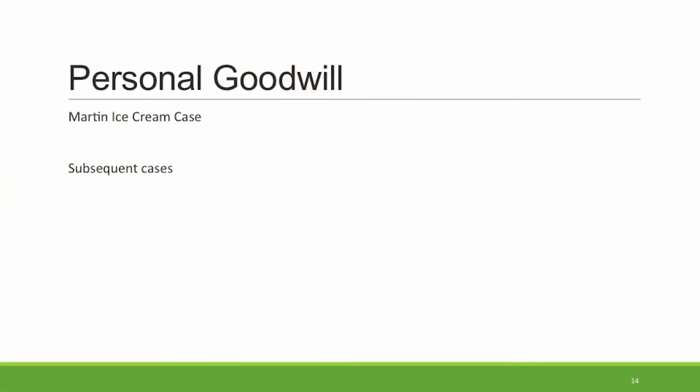I want you to look up the Martin ice cream case. This is where the concept of personal goodwill was created. So in other words, if you're selling a business and you're helping your client sell a business, and they're looking at a massive tax problem because of the sale of the assets of the company, you have to say to yourself, well, look, I want to get you capital gain treatment if I can. What are the ways I can get you capital gain treatment? Right here, this is one of them.